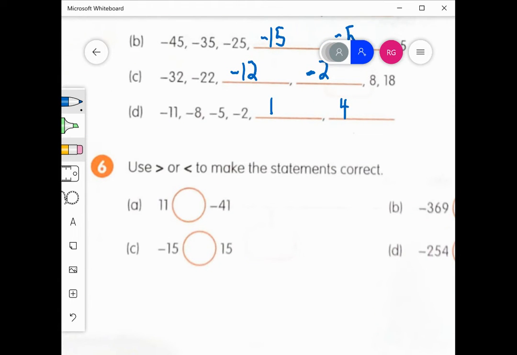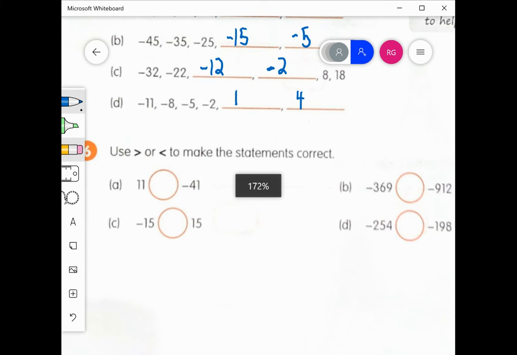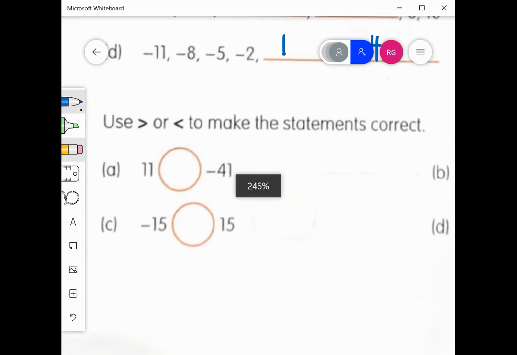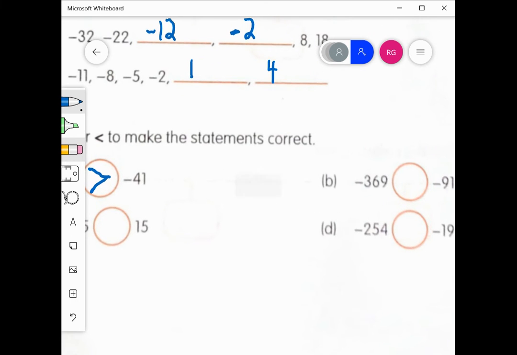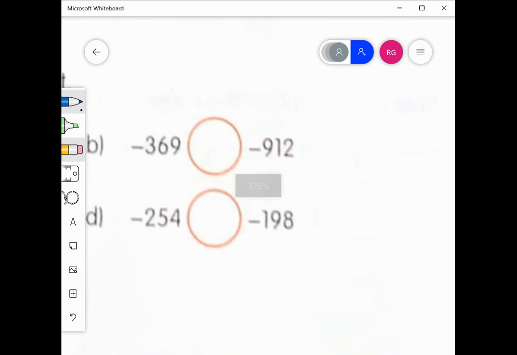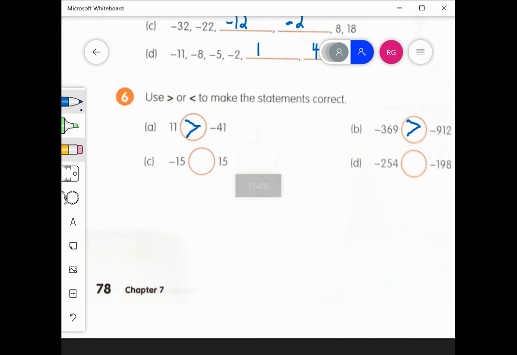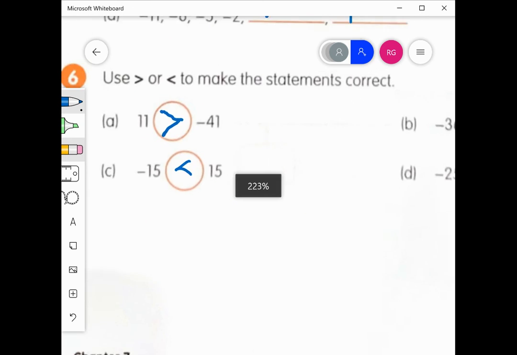Here for number 6, it says to use greater than or less than to make the statements correct. Well, let's give that a shot, shall we? I know the first one is definitely going to be 11 is greater than -41. For B, I can say that -369 is definitely closer to 0. So that is going to be greater than -912. For C, I definitely know that -15 is less than 15.